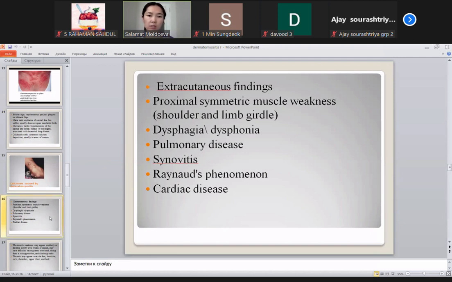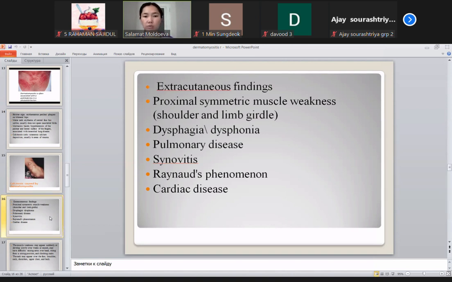Synovitis, inflammation of the synovial membrane with change of the synovial fluid. When we say synovitis, we should always understand there is really a problem with the synovial fluid also. Raynaud's phenomenon and heart disease.